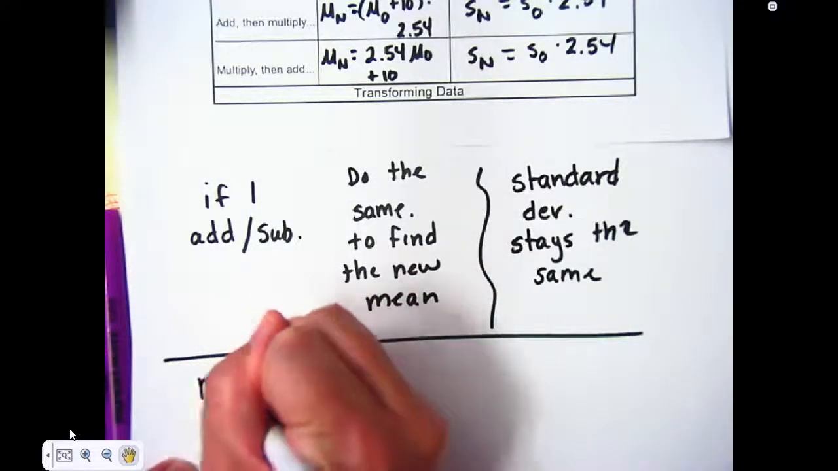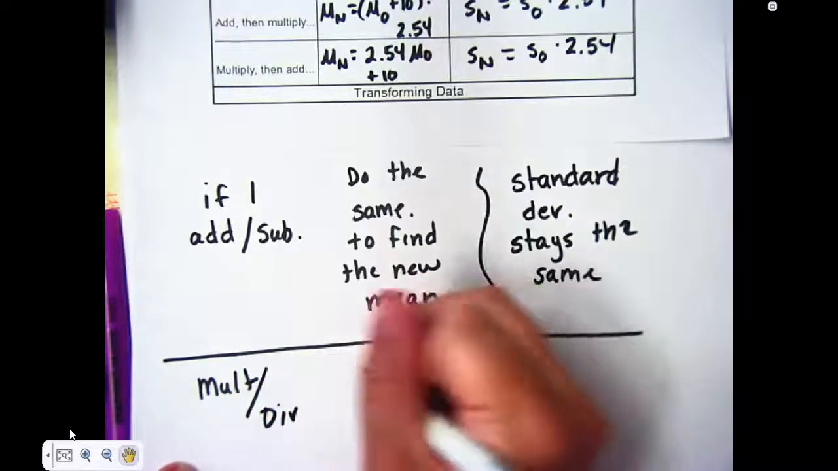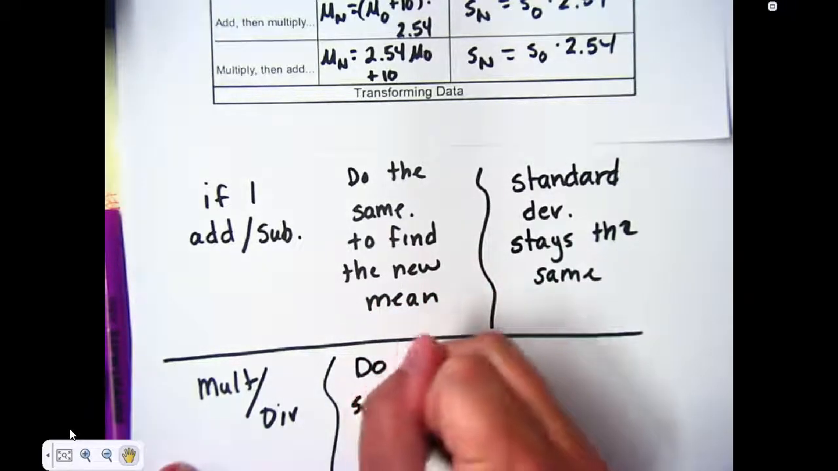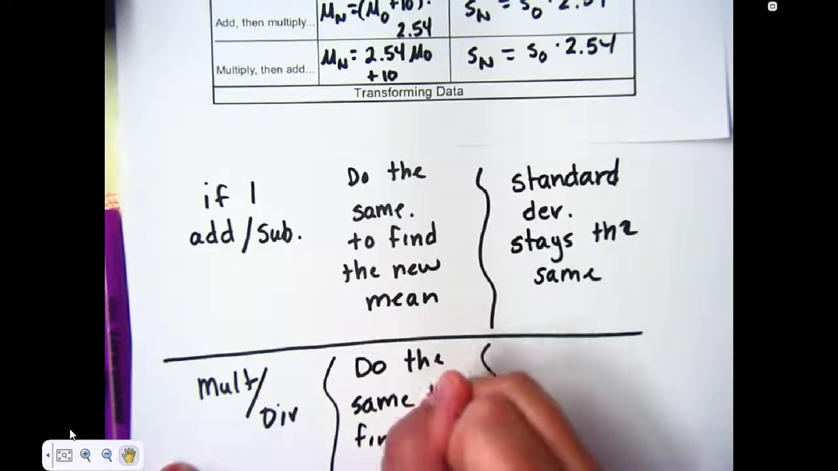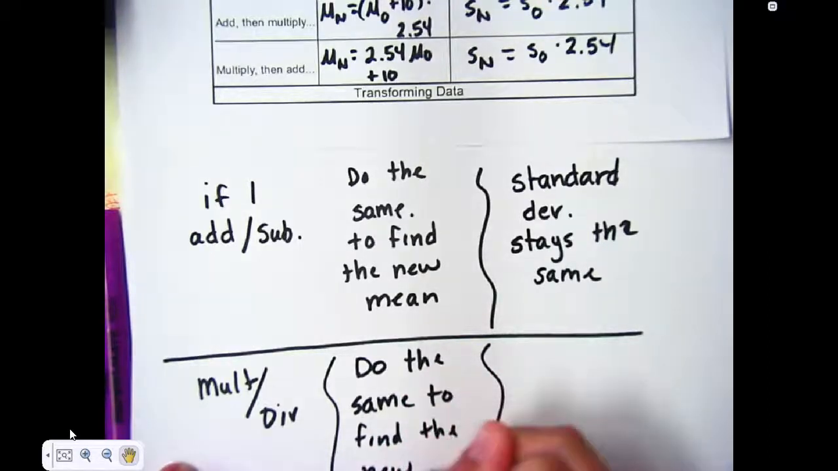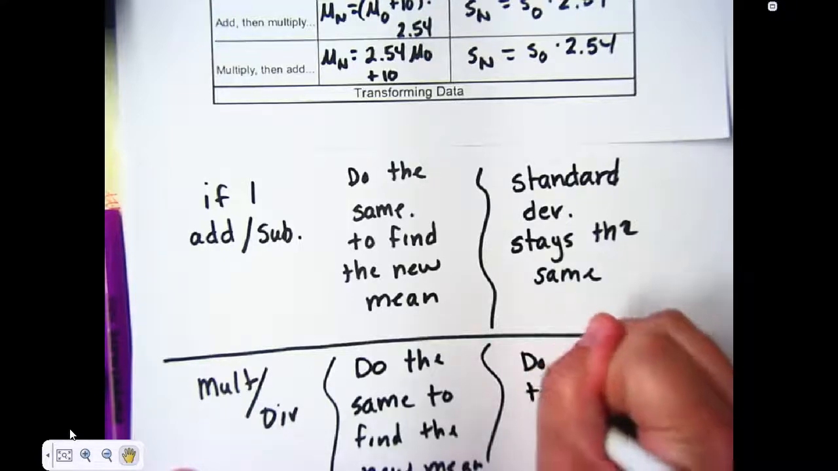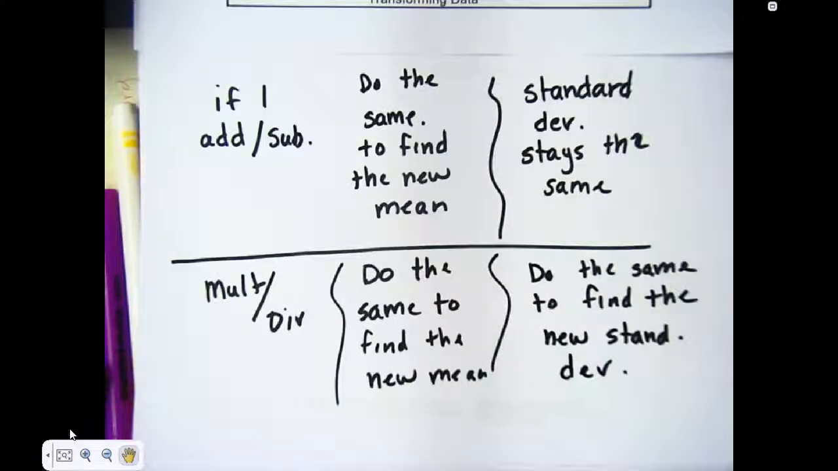If I'm multiplying or dividing, I'm going to do the same to find the new mean. And in this case, multiplying and dividing, do the same to find the new standard deviation. Okay, let me move that up, leave that there so you can copy it down.